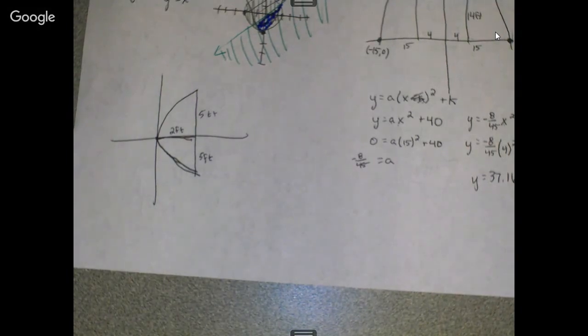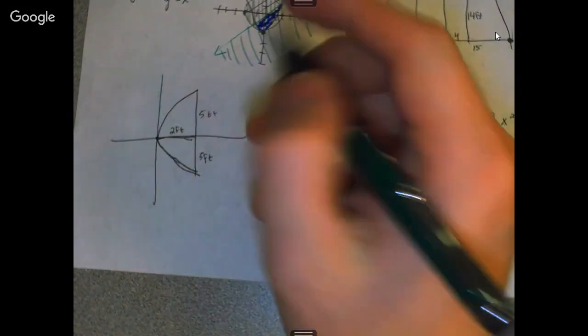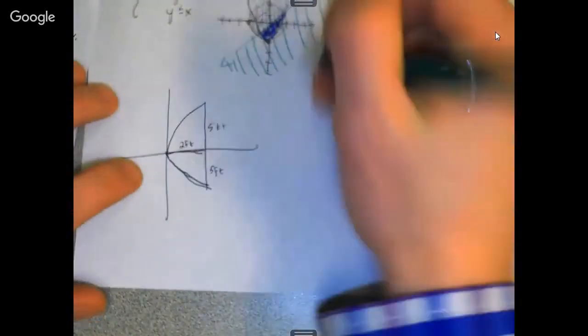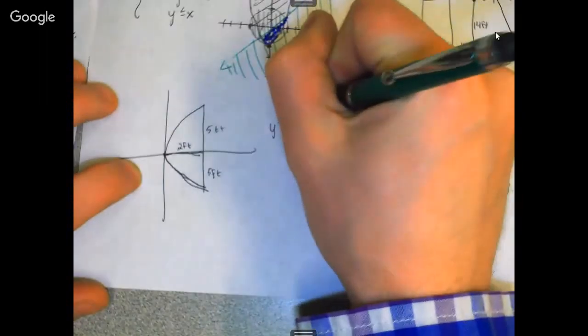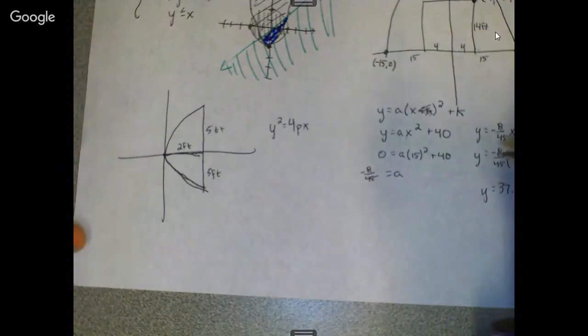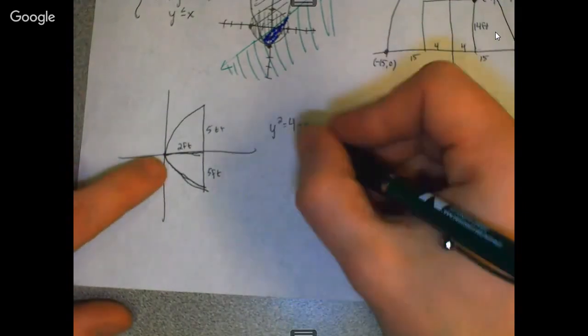Sorry. So if I'm going to open this way, we need the equation. So that is y squared equals 4px. Okay, so the center is at 0, 0.